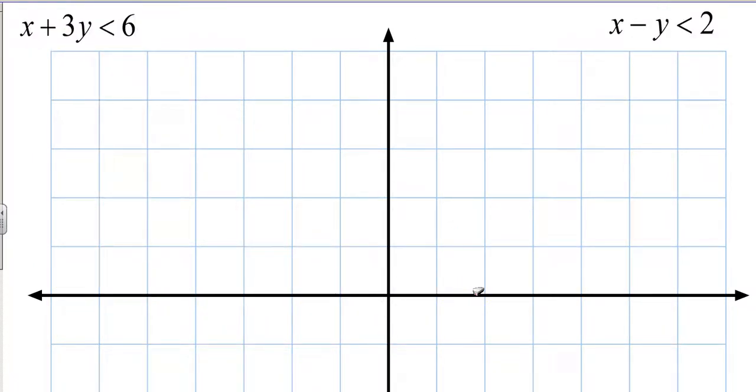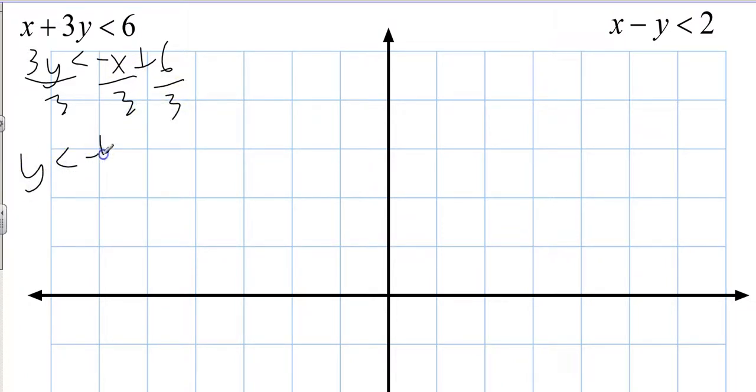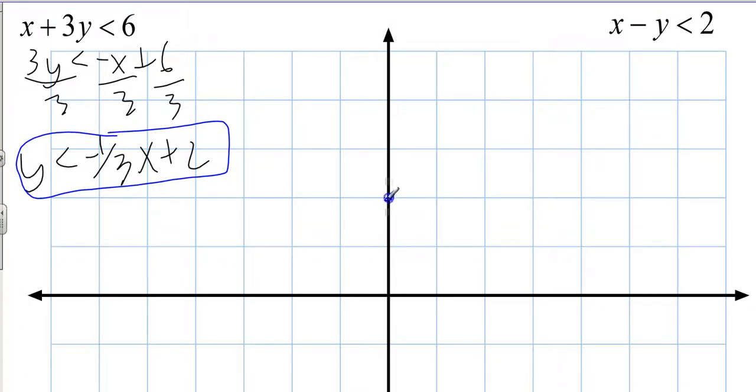Let's try another one. First step, you want to be able to solve these for y. So maybe subtract the x. So 3y is less than negative x plus 6. Divide each term by 3. You get y is less than negative 1/3 x plus 2. So I'm going to graph that in blue here. Y-intercept of 2, slope is up 1 over 3, and down 1 over 3 the other way. And that's less than, so not equal to, so I'm going to do a dotted line as best I can.